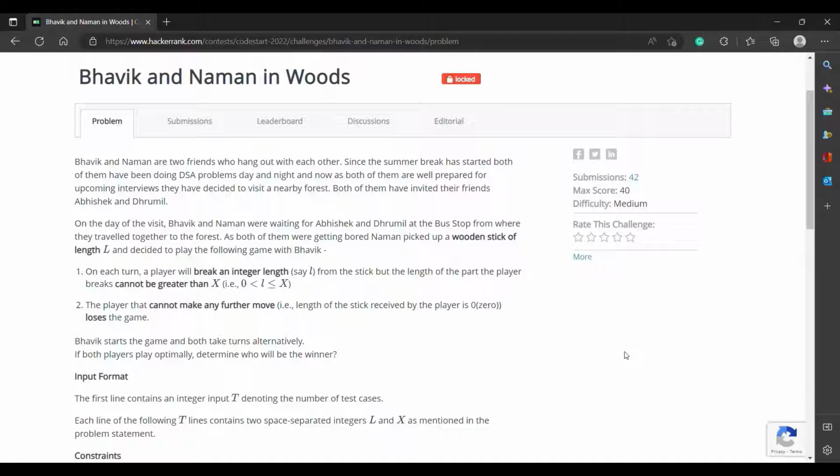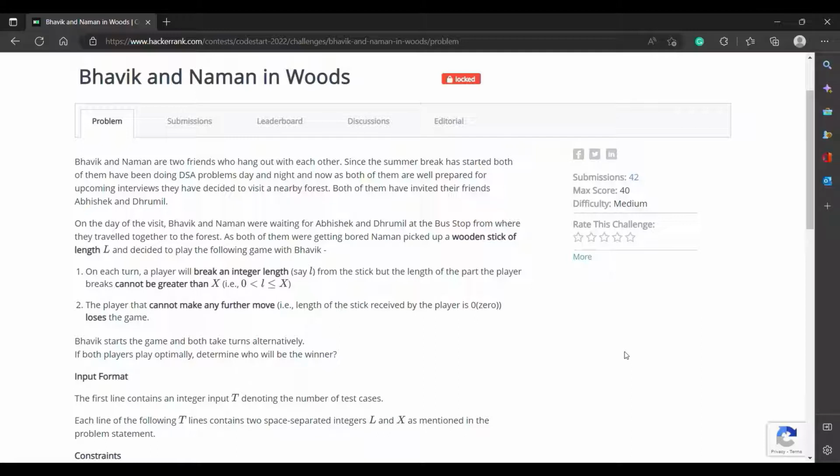Since the summer break has started, both of them have been doing DSA problems day and night. Now, as both of them are well prepared for upcoming interviews, they have decided to visit a nearby forest. Both of them have invited their friends Abhishek and Rumil. On the day of the visit, Bhavik and Naman were waiting for Abhishek and Rumil at the bus stop, from where they travelled together to the forest.